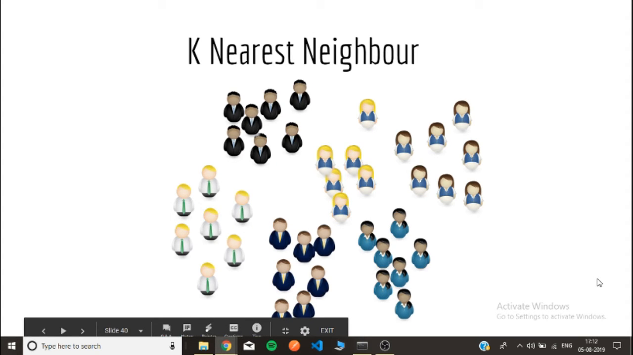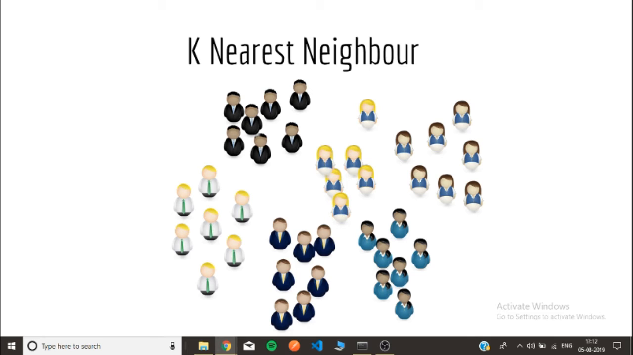K-nearest neighbors. K-nearest neighbor is a simple algorithm that stores all the available cases and classifies the new data or case based on a similarity measure. It is mostly used to classify a data point based on how its neighbors are classified. Here we can see an example of classifying people on the basis of profession. So, similar professionals are closest to each other, meaning they are neighbors in the feature set. K-nearest neighbor works in the same way for finding neighbors who are similar in their characteristics.